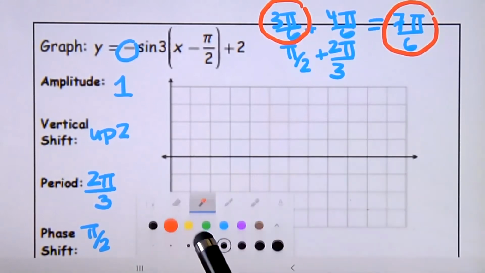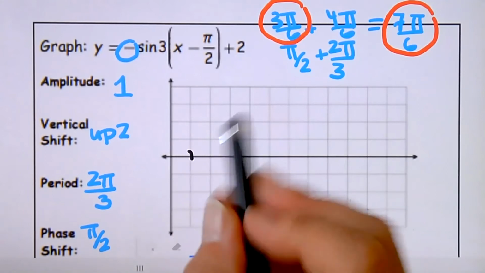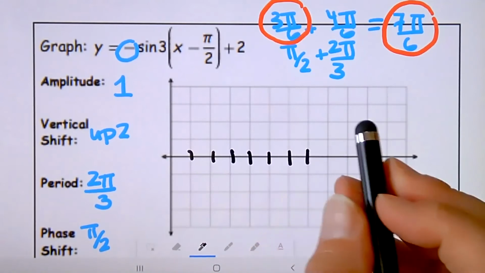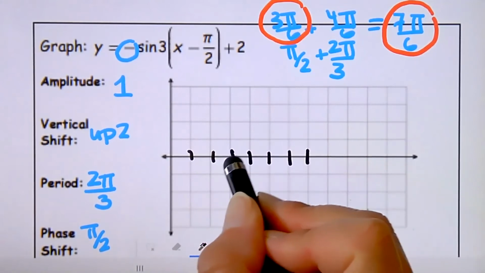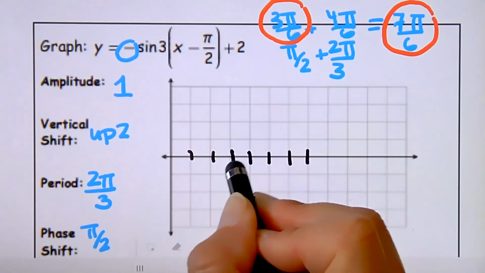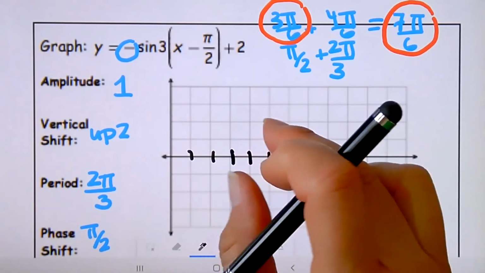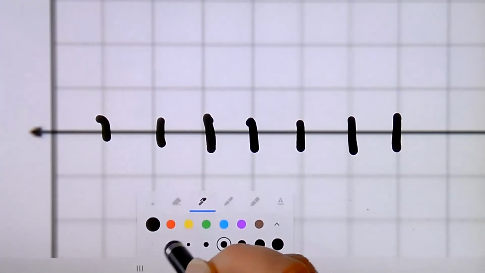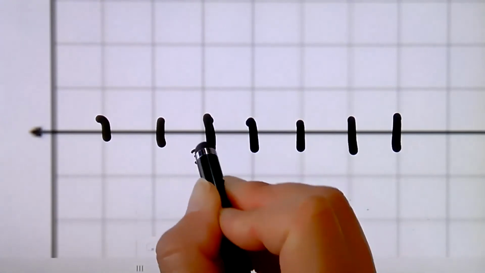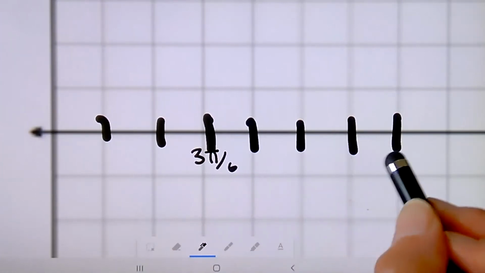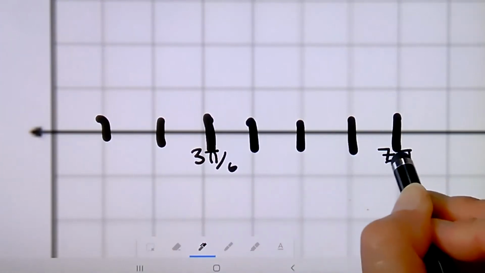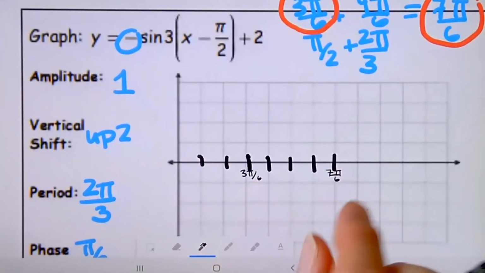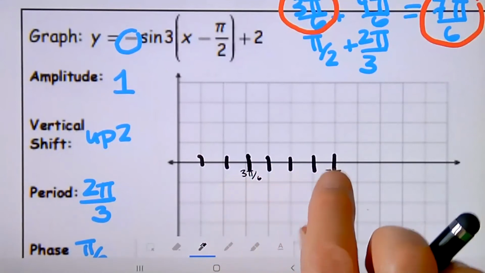Let me just mark 1 over 6, 2 over 6, 3 over 6, 4, 5, 6, 7. So I'm going to be starting here at 3 pi over 6. I'm just going to zoom in for a sec, make it tiny. So this is 3 pi over 6, and I'm going to be ending here at 7 pi over 6. That's where I'm going to be starting and stopping. And we're always plotting 5 values, 1, 2, 3, 4, 5.